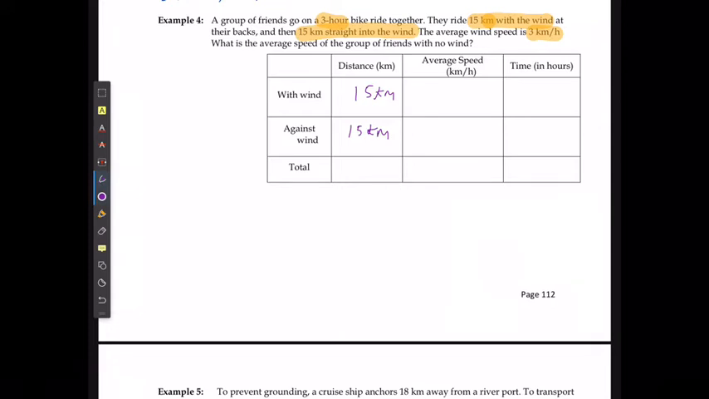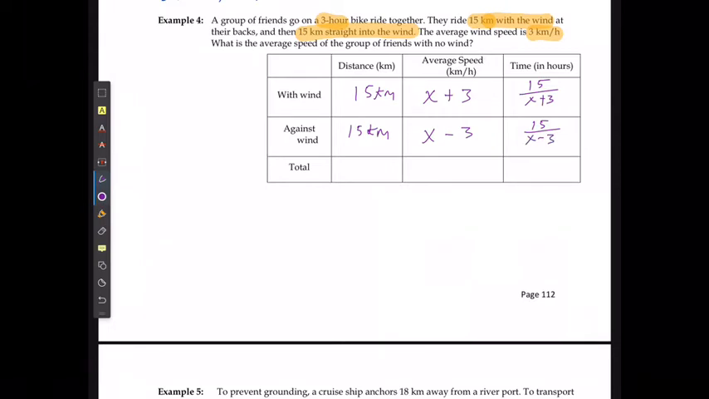With the wind, their speed is going to be the speed that they're traveling at, and then the wind is pushing them forward, so we'd say the speed of the bike, or the speed of the friends, plus an extra 3 kilometers an hour. If they're going against the wind, it is pushing back on them and slowing them down, so we'd say that is the speed minus 3 kilometers per hour. And their time in hours is going to be 15 over x plus 3 and 15 over x minus 3.